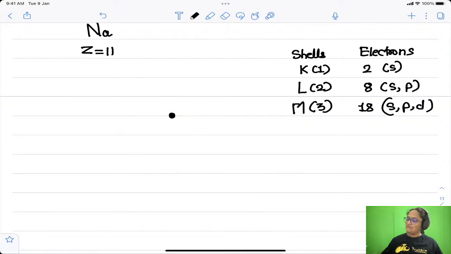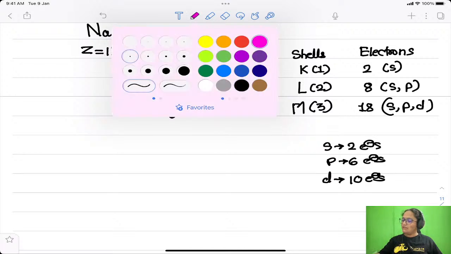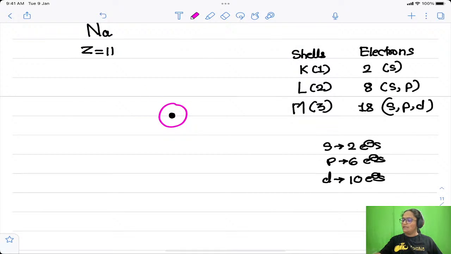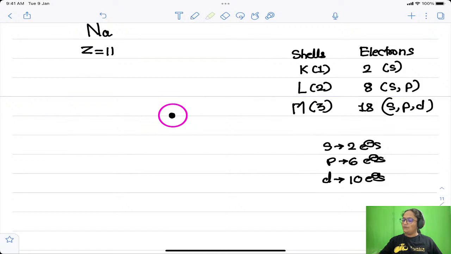Now as we know, in the s subshell we can fill a maximum of 2 electrons. In p, we can fill a maximum of 6 electrons. In d, we can fill a maximum of 10 electrons. Yes, these numbers are fixed. Let us start with the first shell, the K shell. In the K shell, we can fill up to 2 electrons, one here, another here. That is done for the K shell.